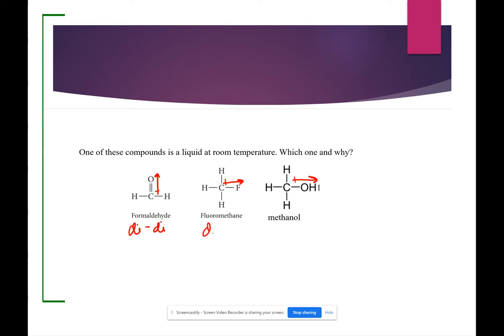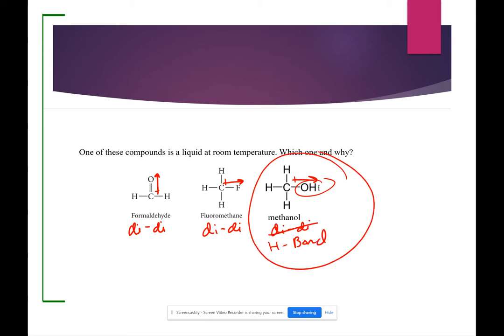Both formaldehyde and fluoromethane have dipole-dipole forces working because they are polar molecules. But methanol, because it's an OH, yes, it's a dipole-dipole force because it's a polar molecule, but we have a hydrogen bonded to oxygen, which is one of those three special elements, nitrogen, oxygen, fluorine, that would make it a hydrogen bond. So because methanol hydrogen bonds, that has the strongest forces, so that would be most likely to be liquid at room temperature.